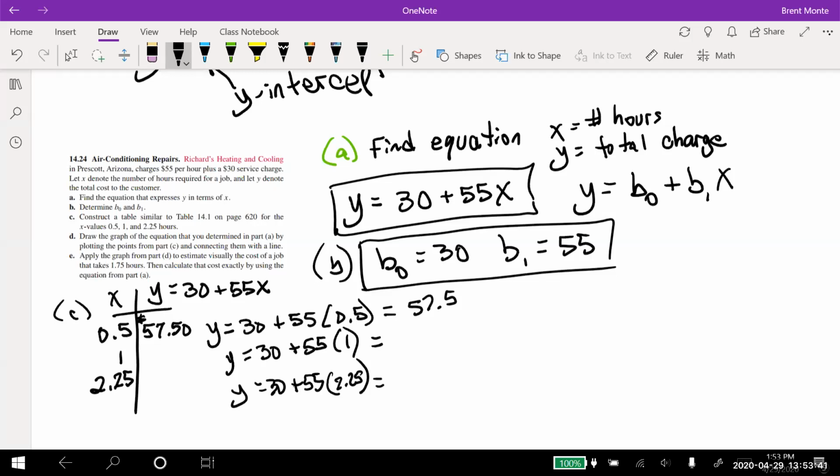So both of these we do the same way. Well, that one I can do in my head, that's just $85. The 30 plus 55 times 2.25, I get $153.75. So let's see, this one was $85, this one was $153.75. And so there's my table. The table would essentially just be this. I wrote the formula for Y, but it's just the X and Y that we're looking for.